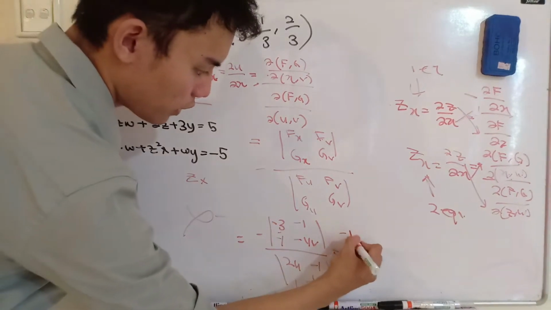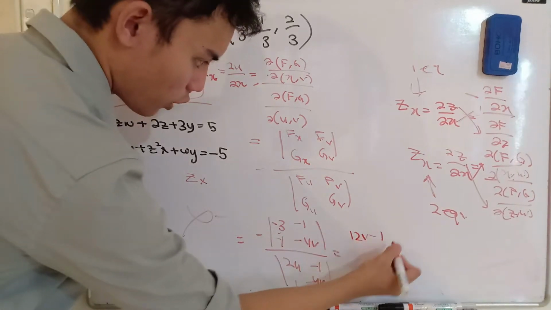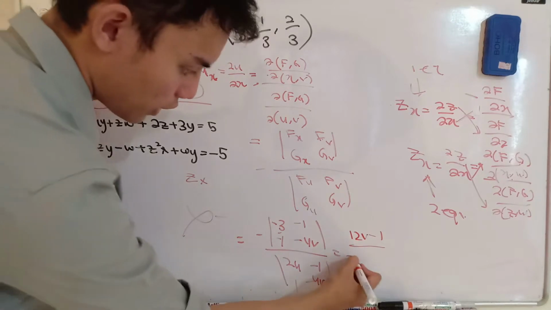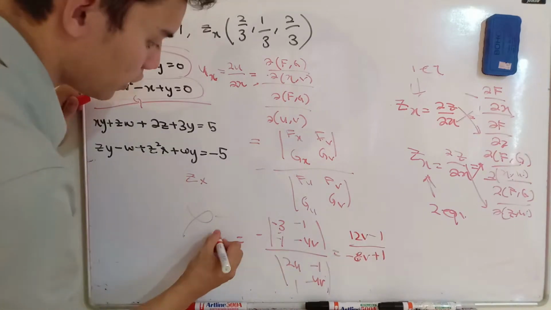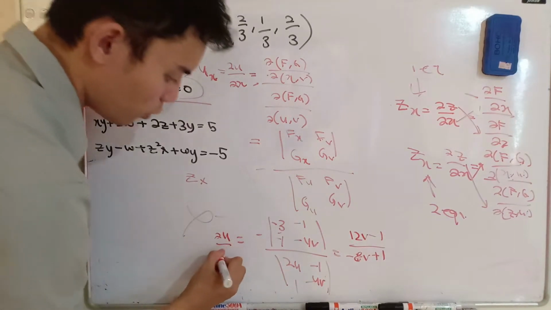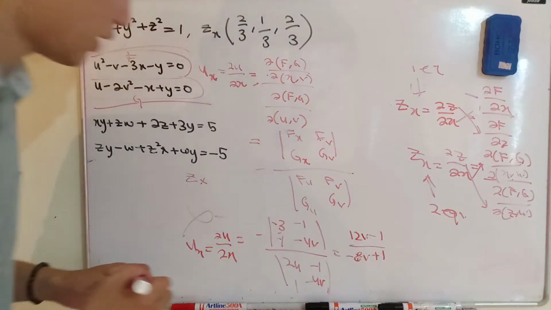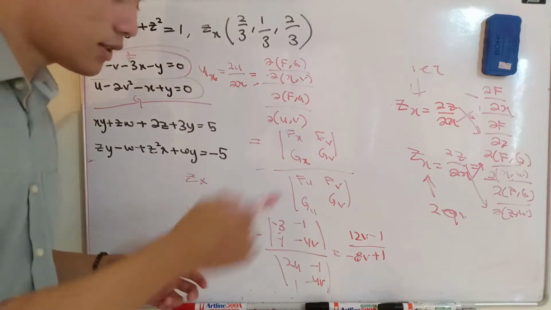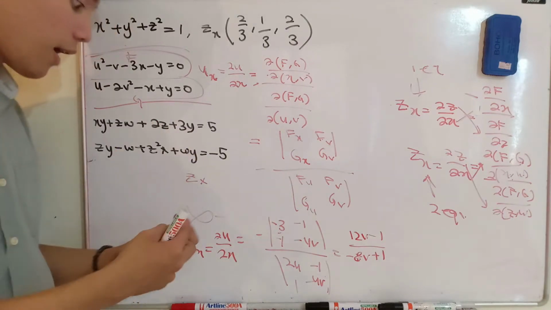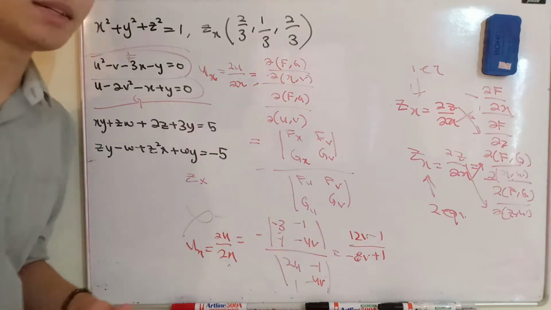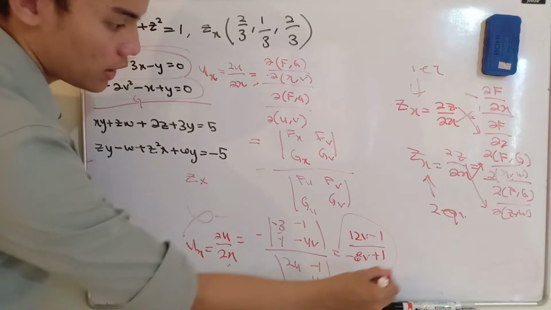So I have here negative 12v, positive 12v minus 1, over here going to be negative 8v, and then plus 1. So here is your u with respect to x. Then you're going to get this one. So just leave it like that. If they give you what v is in the form of x, and what u is in the form of x, then you need to substitute back the v and u. Since they didn't give, just leave the answer like this.